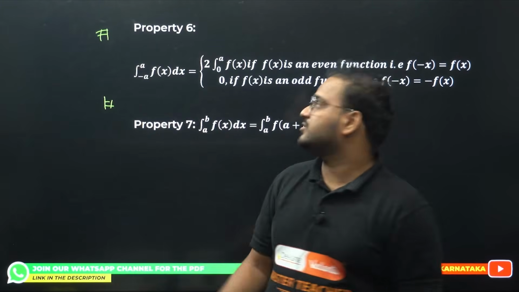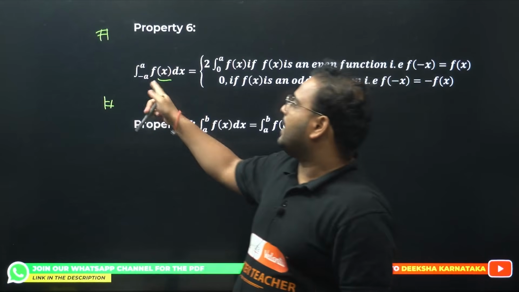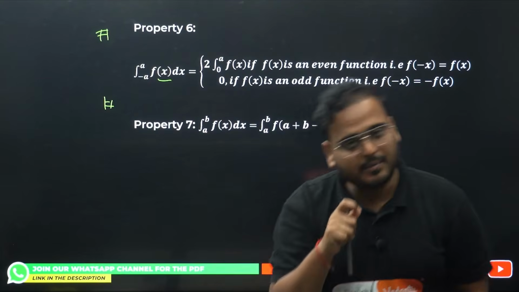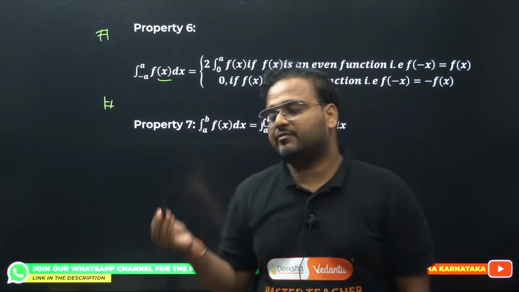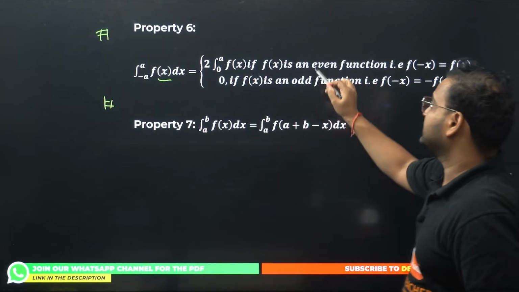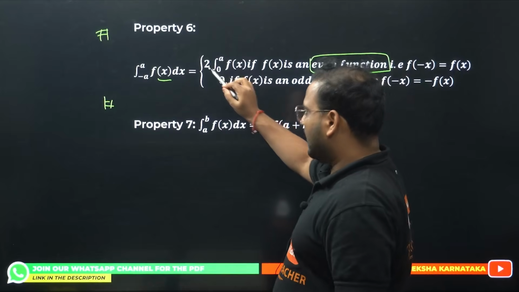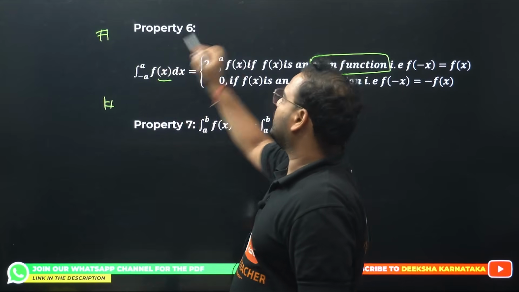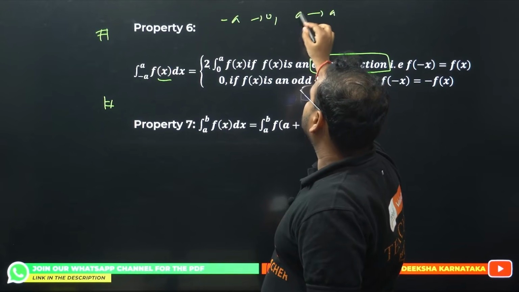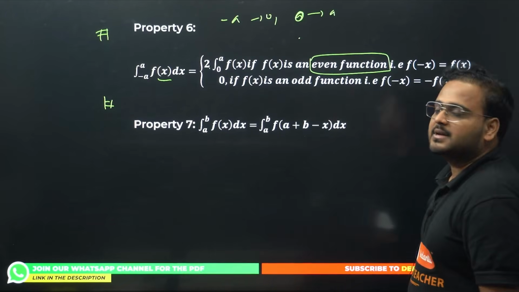If you have a function defined here, even, and the limit is from where to where? Minus a to a. Basically, for example, minus pi by 2 to pi by 2, minus 2 to 2, whatever it is. If the limit is like this, f of x dx is there, f of x is an even function, the answer will be simply twice the integral from 0 to a. You can split the limit, no? Minus a to 0 and 0 to a, and write this as twice the integral from 0 to a.